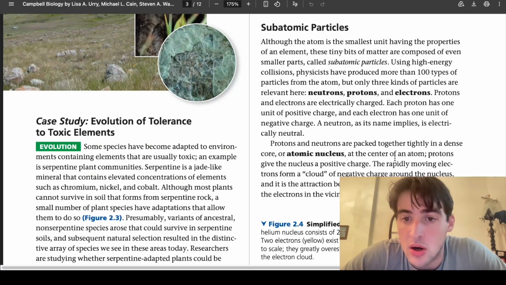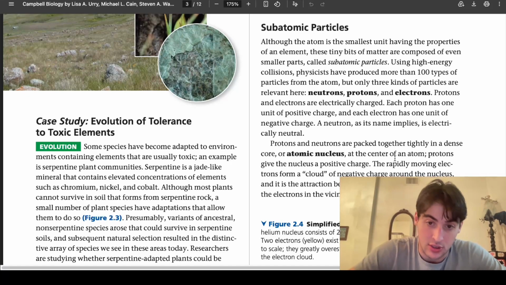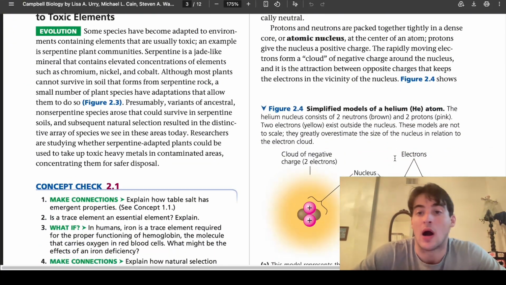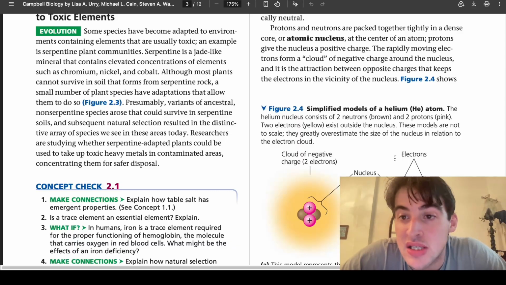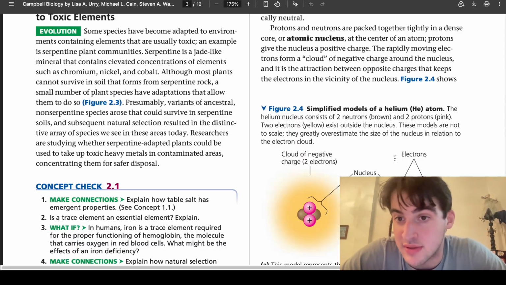Protons and electrons are electrically charged. Each proton has 1 unit of positive charge, each electron negative. A neutron, as its name implies, is electrically neutral. Protons and neutrons are packed together tightly in a dense core, or atomic nucleus, at the center of an atom. Protons give the nucleus a positive charge.